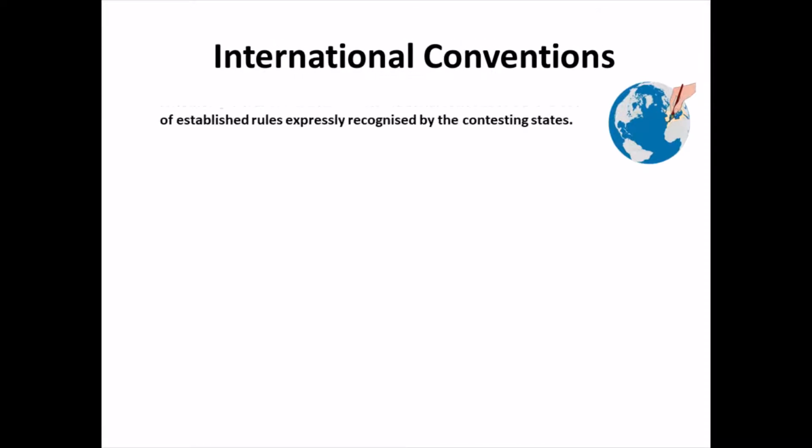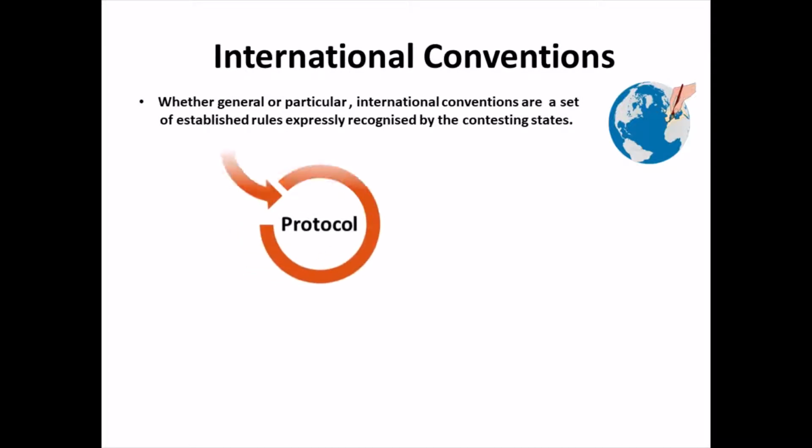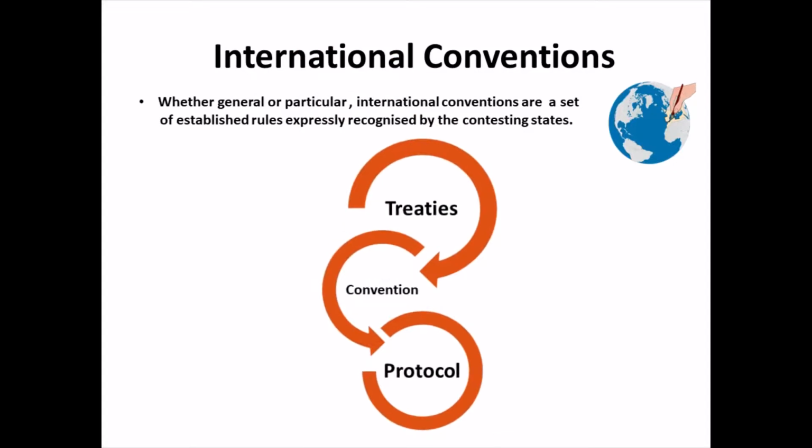International conventions. What are these international conventions? Whether general or particular, international conventions are a set of established rules explicitly recognized by the contesting states. So these are the conventions. International convention is considered to be one of the sources of international law, right? Before we understand conventions, it is very important that we understand three major terms. The first term is treaties, next comes conventions, and the third one is protocol.